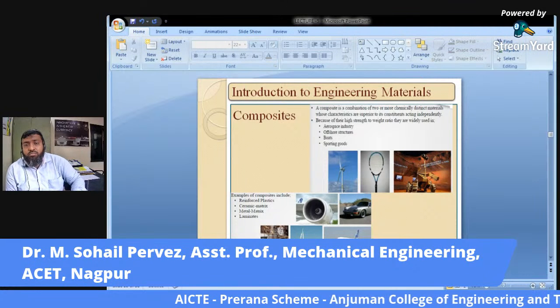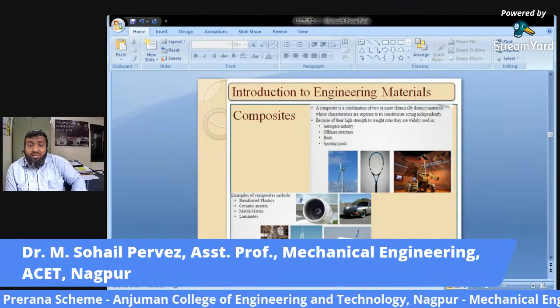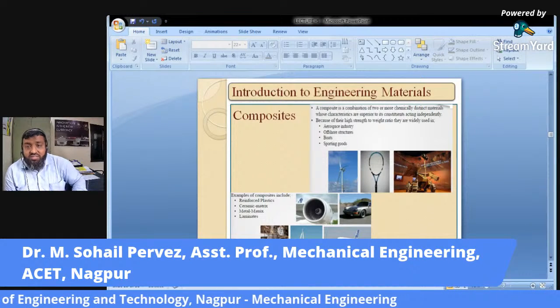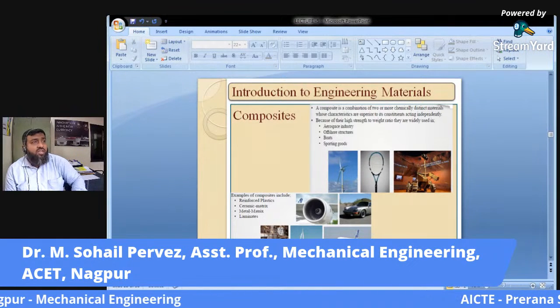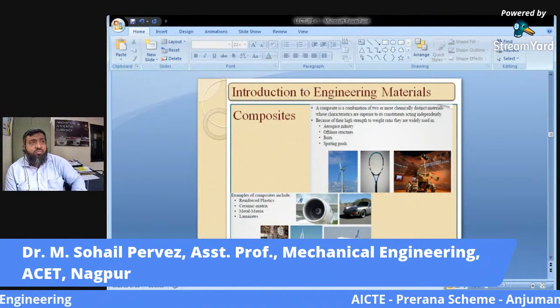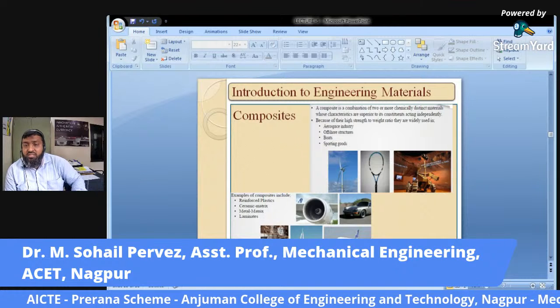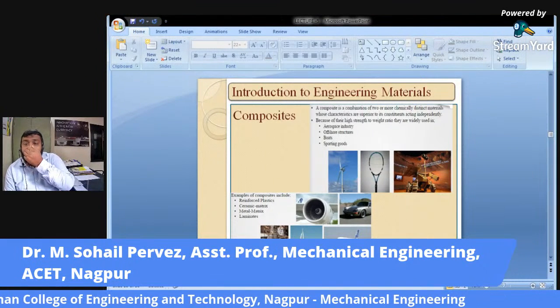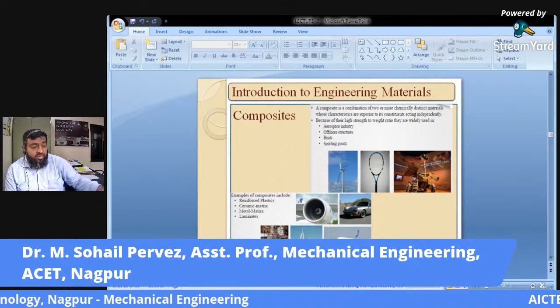A wide spectrum of composite materials is around us now. But what do we mean by composite and how is it manufactured? You might have heard GRP, glass reinforced plastic. It is a composite. It's not pure plastic. Nowadays, panels are being manufactured from composites. A composite is a combination of two or more chemically distinct materials whose characteristics are superior to its constituents acting independently.